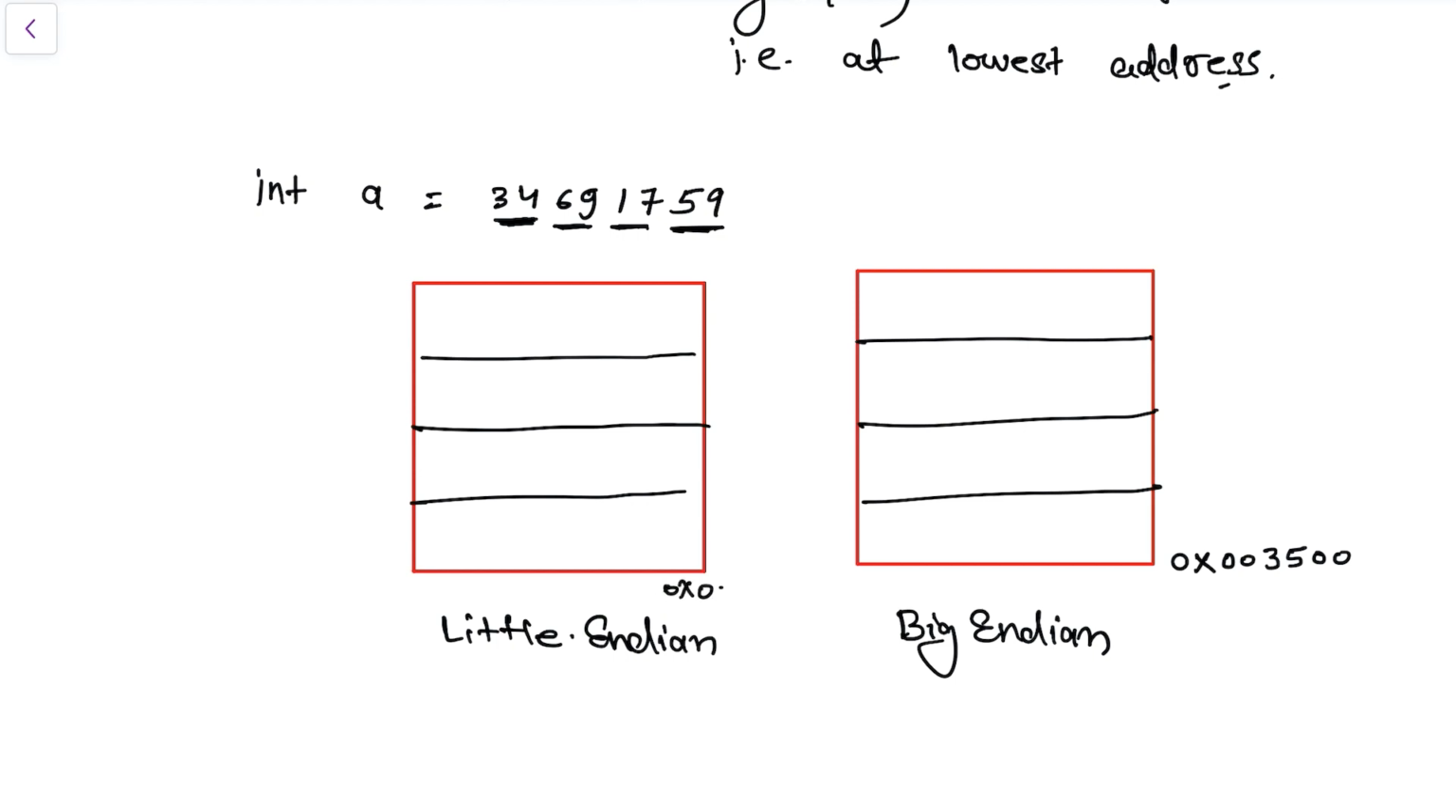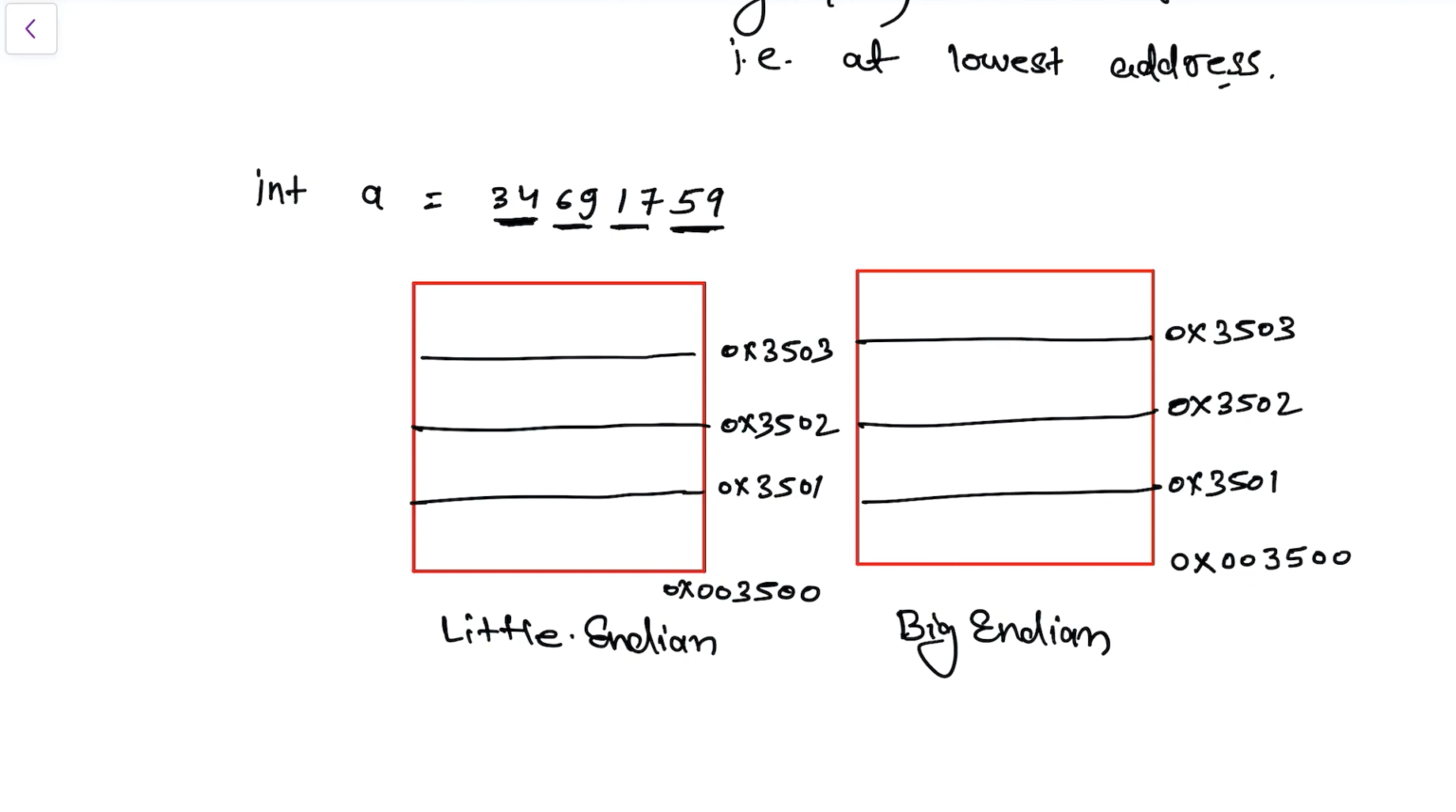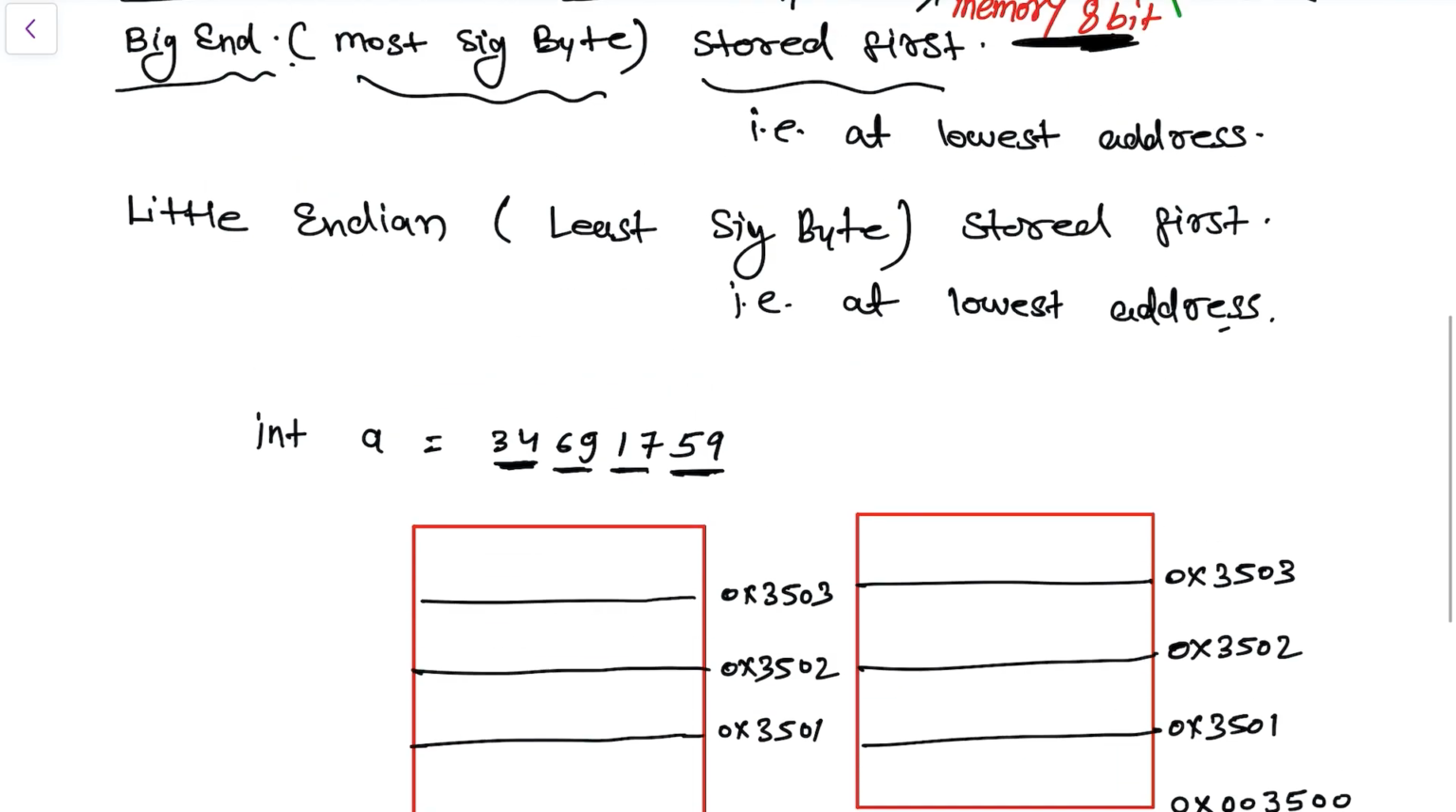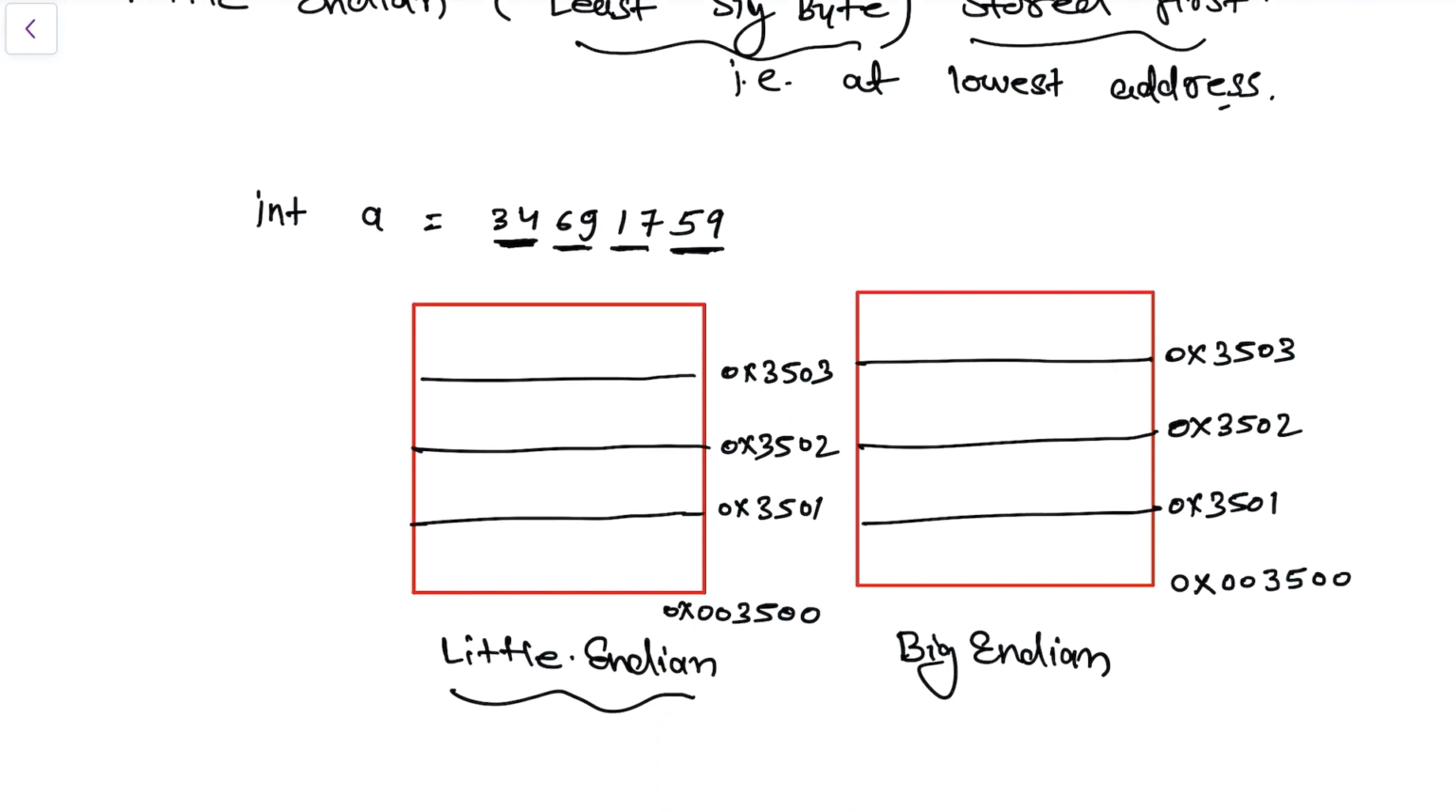Here it also starts with the same location, 0x003500. The next addresses will be 0x3501, 0x3502, and 0x3503, and similarly here 0x3501, 0x3502, 0x3503. In little Endian, if you see here, the least significant byte is stored first, that means at the lowest address. That means this is the LSB here.